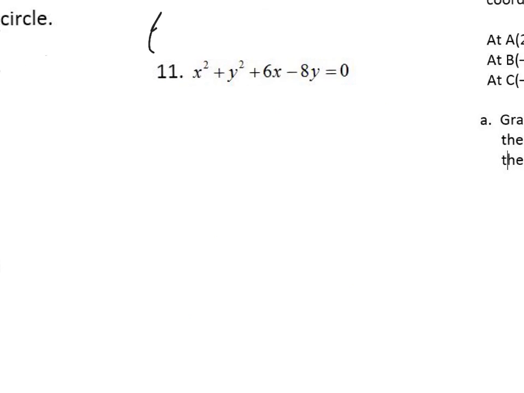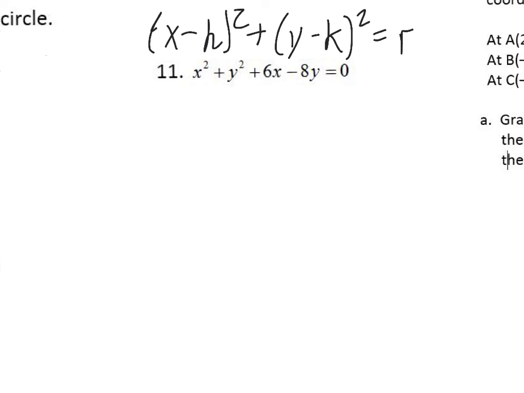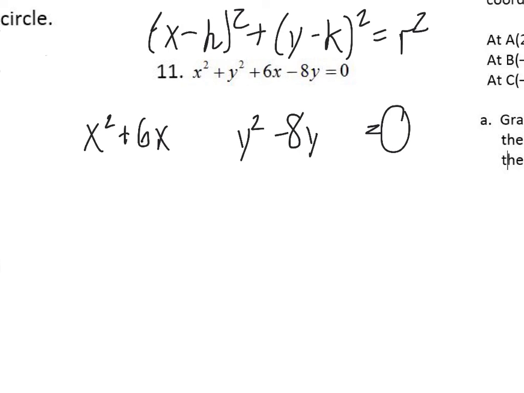For the next problem, same deal. Remember, your goal is to get to that standard form: x minus h squared, y minus k squared, equals r squared. So start off by just rearranging it. Get your x's together, x squared plus 6x. Leave a little space. We've got y squared minus 8y. There's no other term to move to the other side, so it's just going to be equal to 0 right now. So figure out what term to add in there.